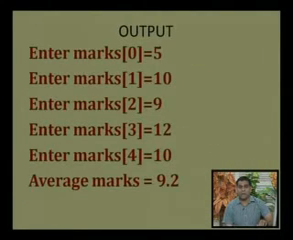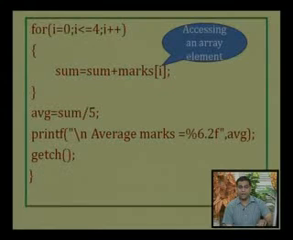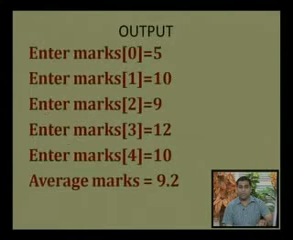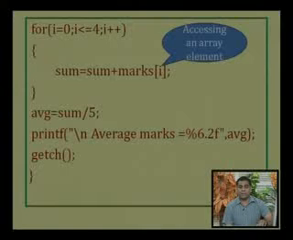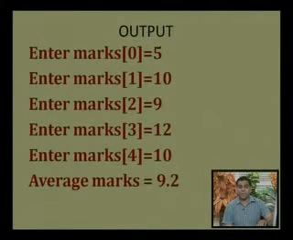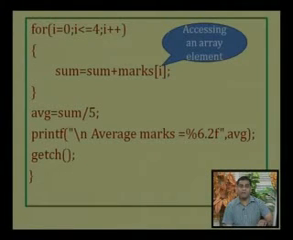So now it becomes 4. The sum plus mark of 4, that is 12. So 30 plus 4 becomes 44. Now the loop will be outside. Now average equal to sum divided by 5.